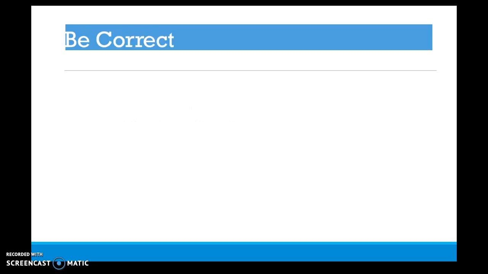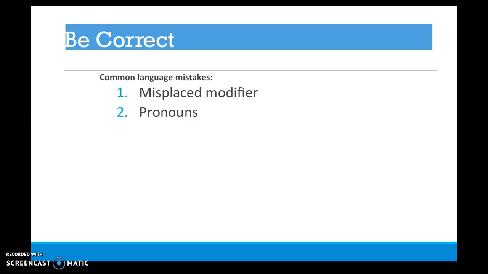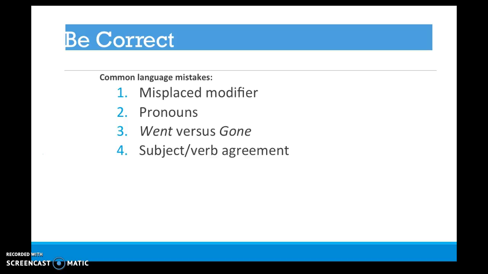Be correct. Selecting an incorrect word can occur when the speaker is not familiar with the best word for the situation or selects one that sounds similar to the correct word. Your language should be free of interpretation error, mispronunciations, and incorrect grammar. Some common mistakes are misplaced modifiers, when the modifier is too far away from what it is modifying. Pronouns: always make sure the pronouns agree with the nouns. Went versus gone, using helping verbs. And subject-verb agreement: single nouns go with single verbs.